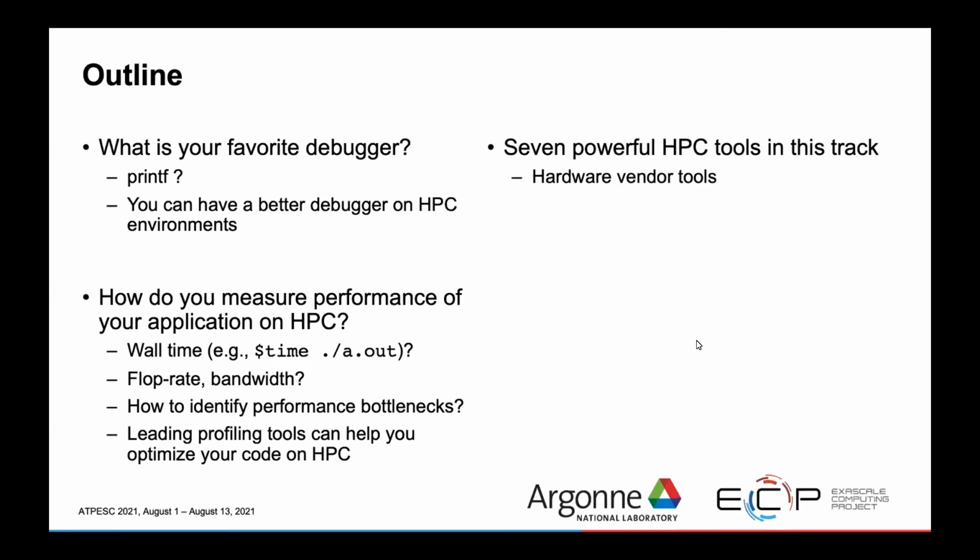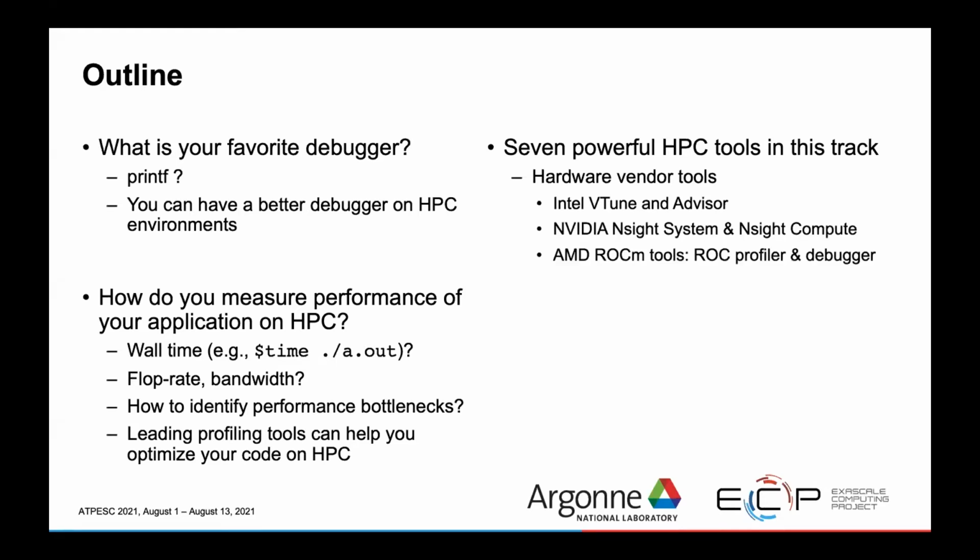So the first group is hardware vendor tools. In this group, we have Intel VTune and Advisor for the Intel platform, NVIDIA Insight Compute for the NVIDIA platform, and the AMD ROCm tools for profiler and debuggers for the AMD platform. They know their hardware very well, and they know their software stack very well. So their tools are very well optimized for their platform. But the weak point is those tools are only available for that platform, not the other platforms, right? So you cannot use NVIDIA Insight or Intel VTune on the NVIDIA GPU, right? So that's a weak point.